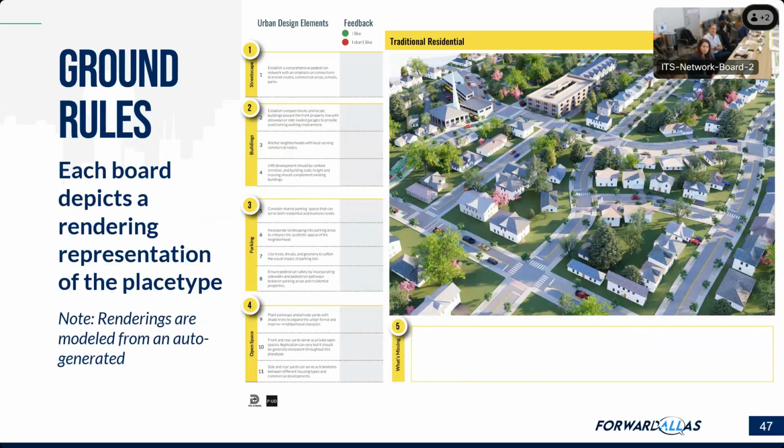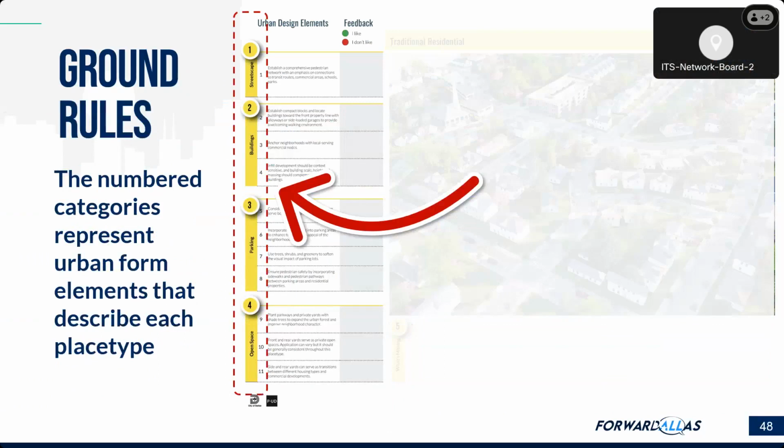So we're going to talk about the exercise. Everybody's going to be looking at these boards. There are 12 place-type boards that have enough space to take time to investigate and give feedback. What we want you to do is look at these boards. There are the design elements that exist on the left side of the board, talking about street space, buildings, parking, open space. Those are the categories we have so far.